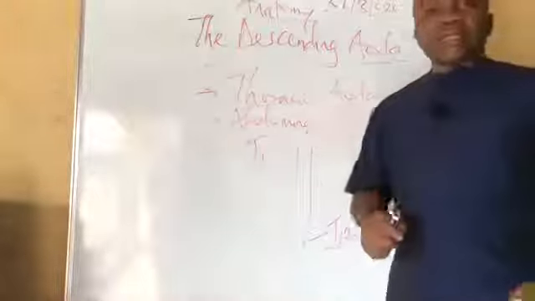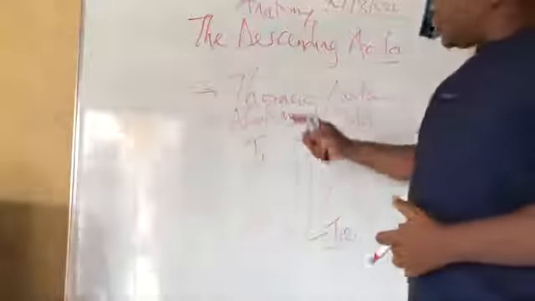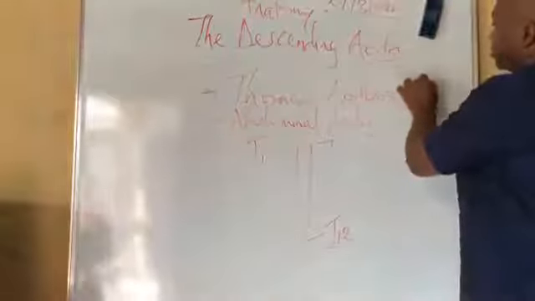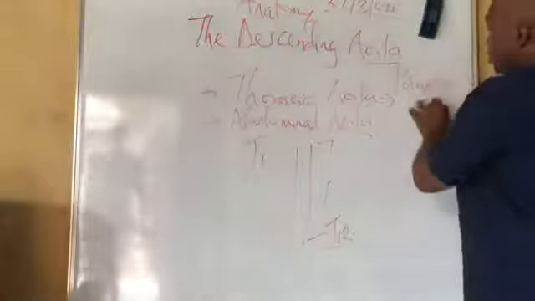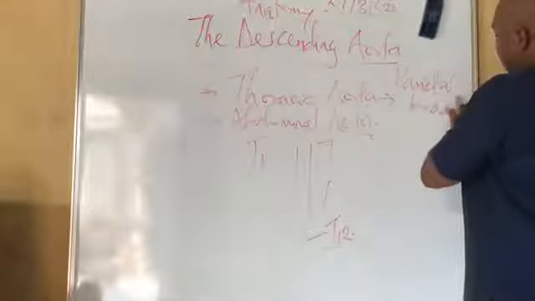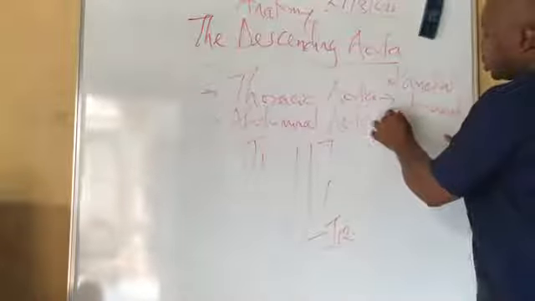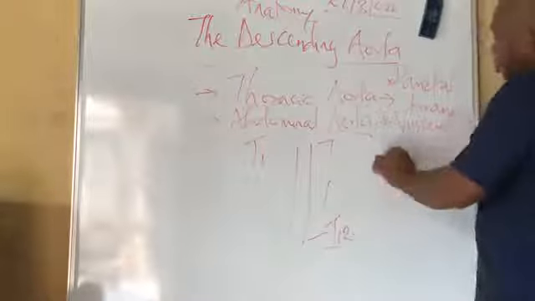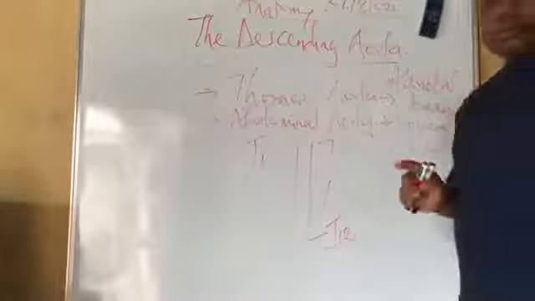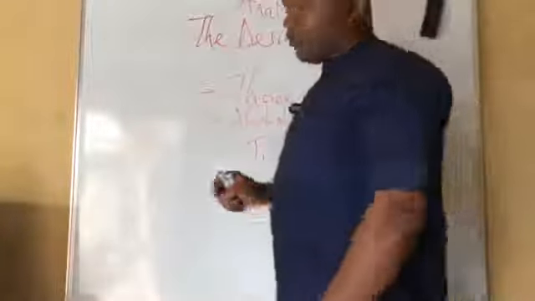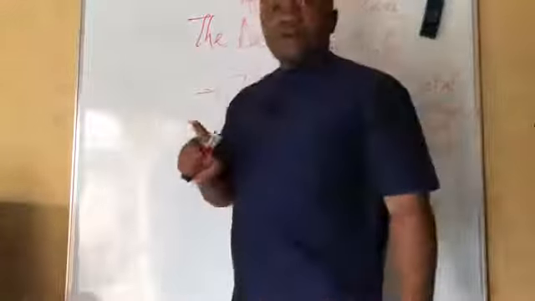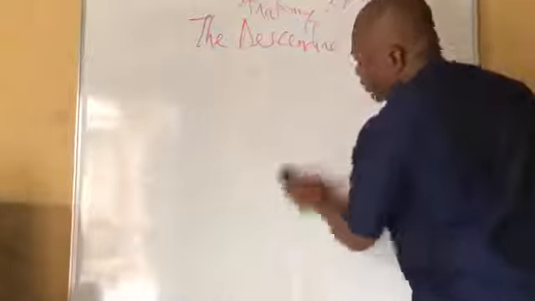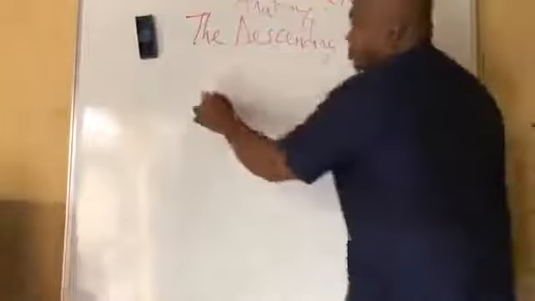The thoracic aorta has two branches. It has what is called the parietal branch. It also has what is called the visceral branch. Two arteries form the parietal branch.